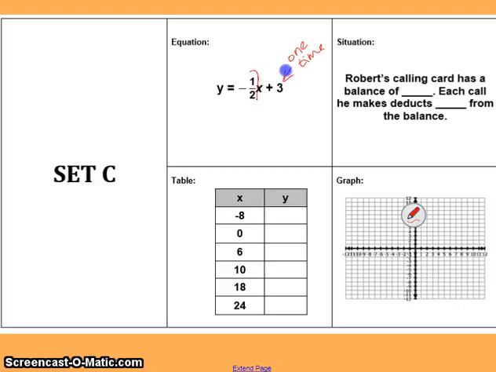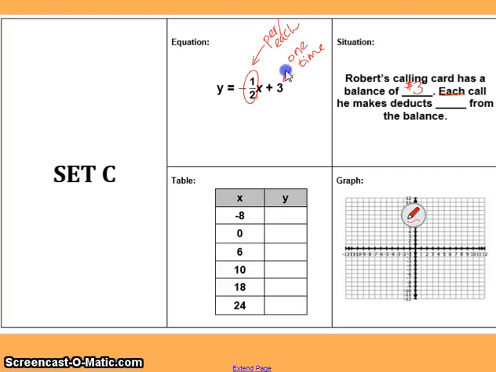And then this right here is going to be one of those per or each words. So let's look at our situation one more time. It says Robert's calling card has a balance of, and so that's a one-time thing. So his calling card has a balance of $3. And then each, you see that word each, tells me that that 1/2 goes there.